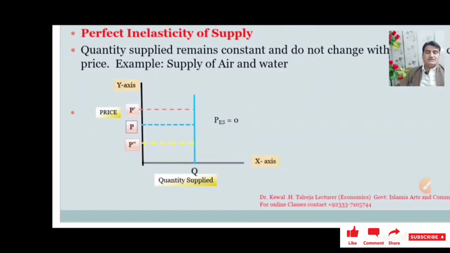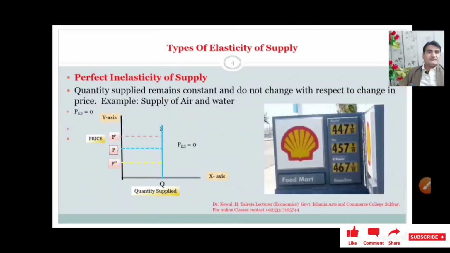When the price increases from OP to OP dash, the quantity supplied remains constant. Or when the price decreases from OP to OP double dash, the quantity supplied also remains constant, that is OQ. So in case of perfect inelasticity of supply, the price elasticity of supply is equal to 0. We may take an example like the supply of gasoline that remains constant, whatever the price is.